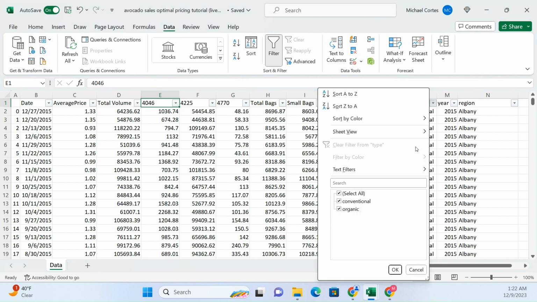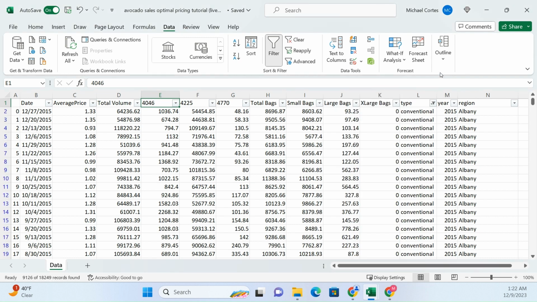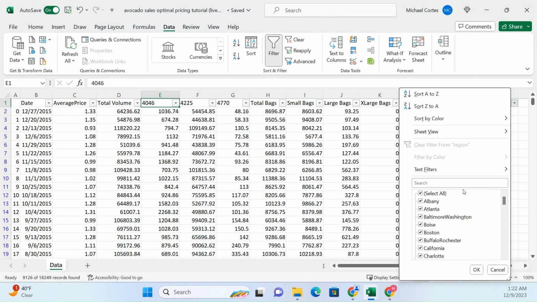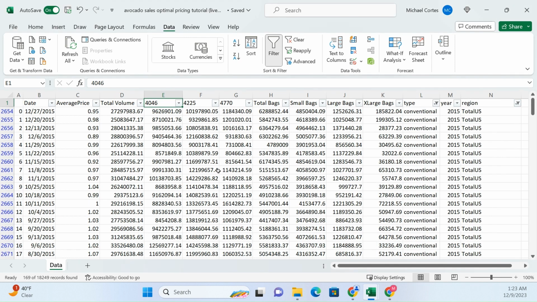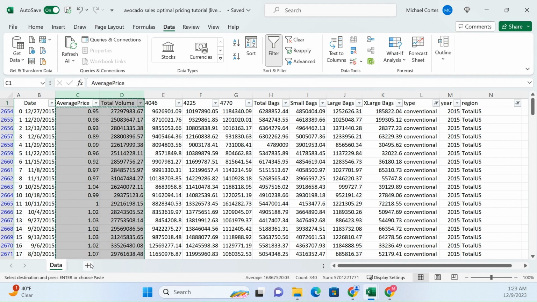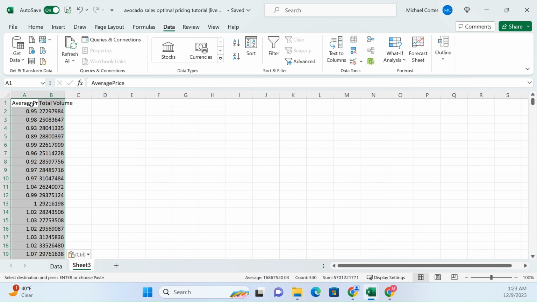So I'm just going to choose conventional type of avocados, and in region, I'm just going to grab the total US. And we're just going to look at this data set on average price and total volume from the year 2015 to 2018. So I'm going to grab these two columns. I'm just going to come over here and paste them.